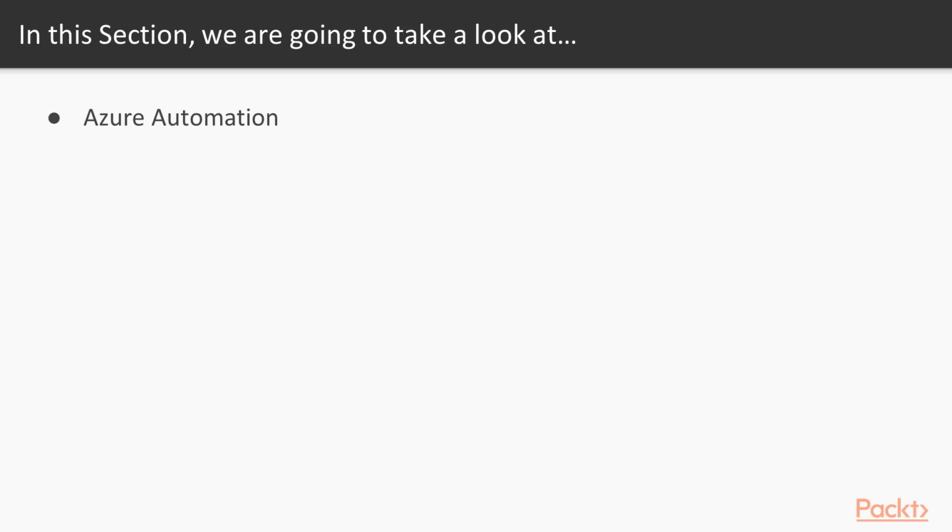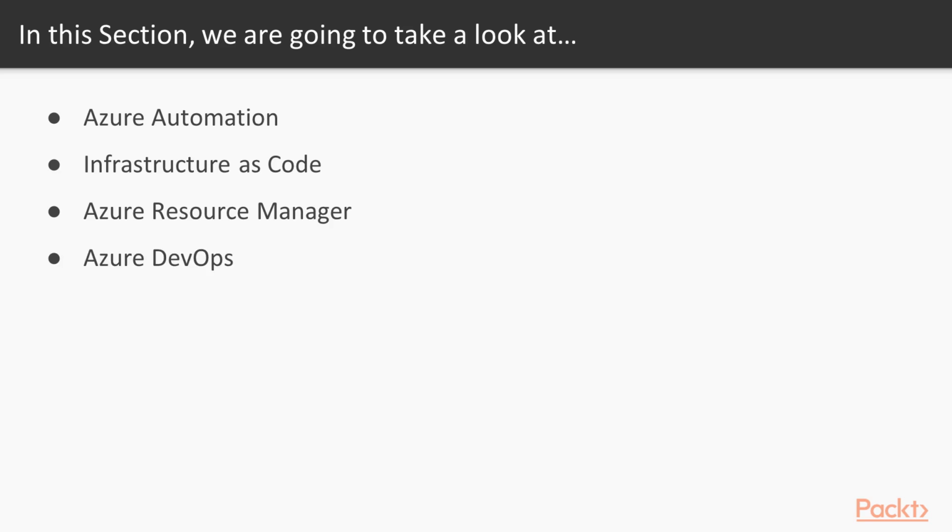We will then understand the concept of infrastructure as code, which will bring us to the topic of Azure Resource Manager, which is the solution by Azure for infrastructure as code management. And from there, we will discuss Azure DevOps as a service and take a look at how it can help us automate our deployment processes.